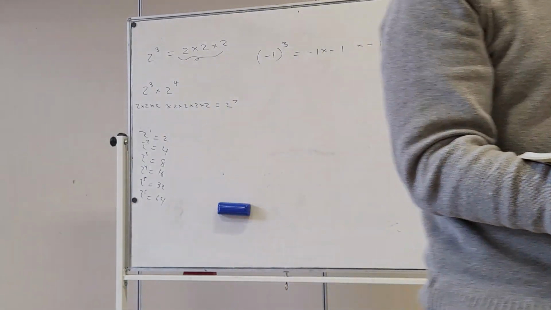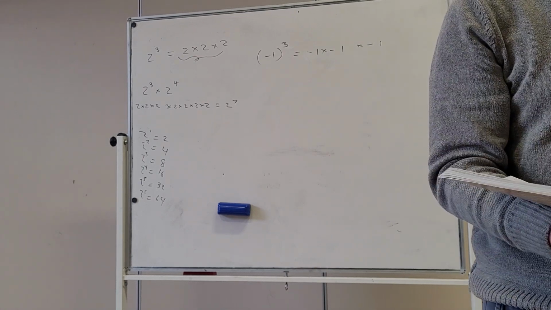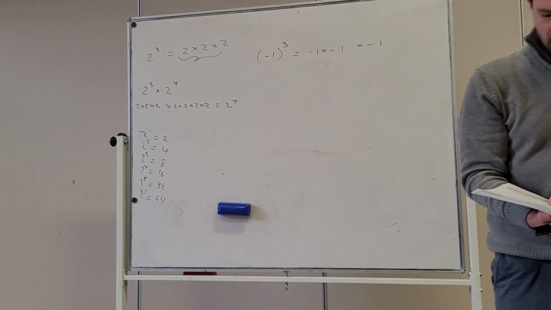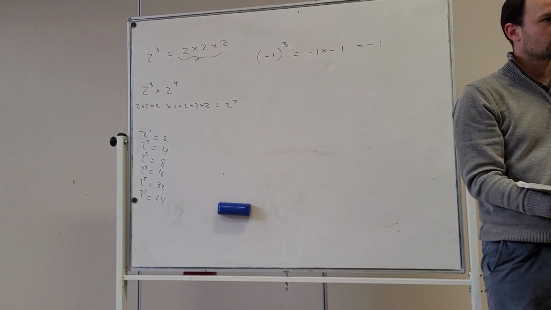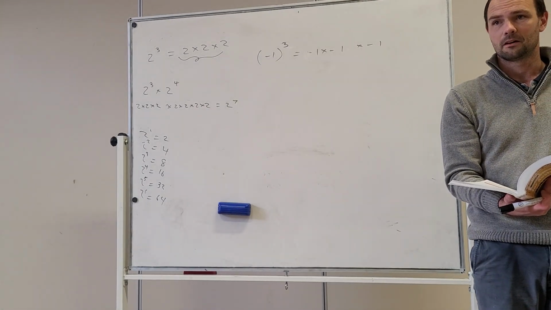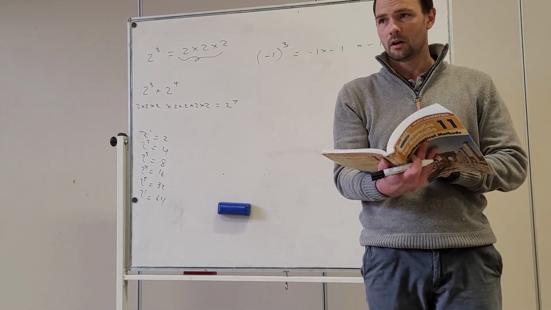So let's have a look at question 3A there. Can everyone see question 3A? And we've got minus 1 to the power of 5. So we can see it's minus 1 to the power of an odd number. So that means the result is going to be negative. All right, when it's to an odd power, it's going to be negative. All right, so we might go through.